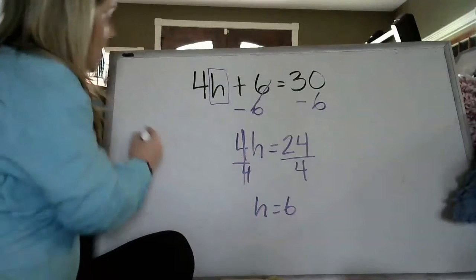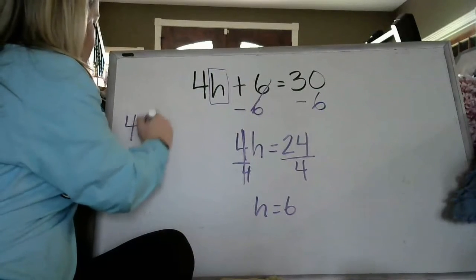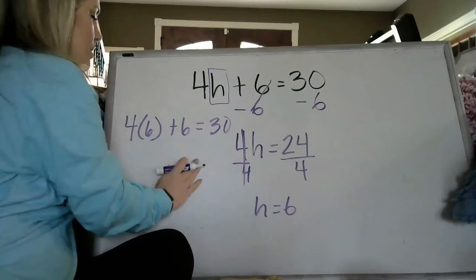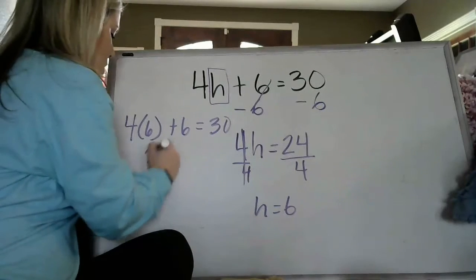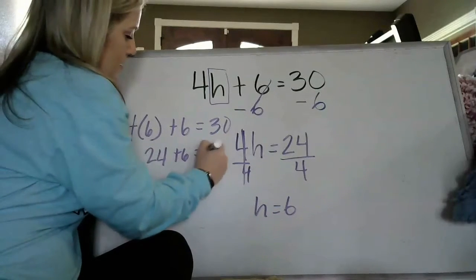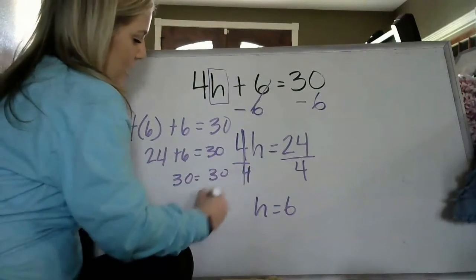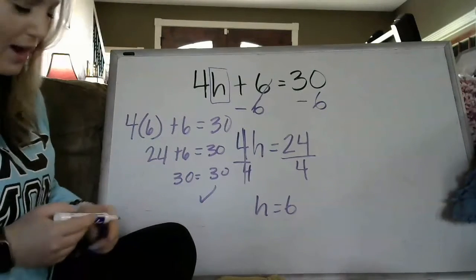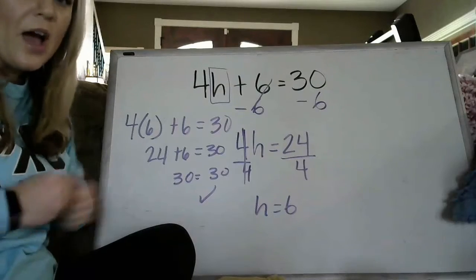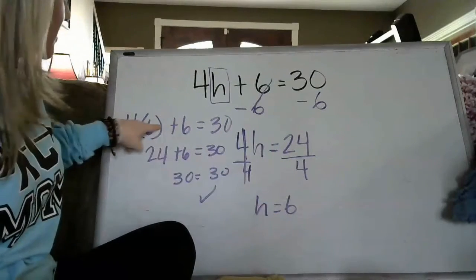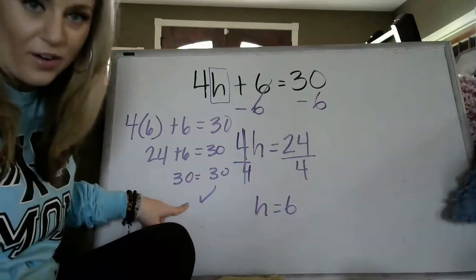We're going to do 4 times 6 plus 6 equals 30. Okay, so 4 times 6 is 24, and 24 plus 6 is 30. So 30 equals 30. So my answer checks out. I did it correct, okay? So just remember, a real easy thing to do is to plug what you get back into the equation and check it. It didn't take me very long, okay?